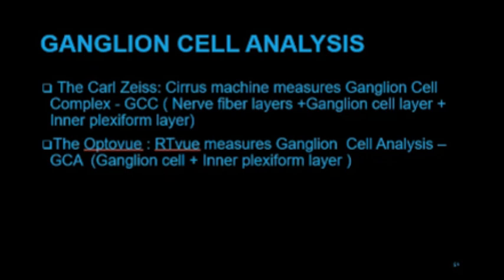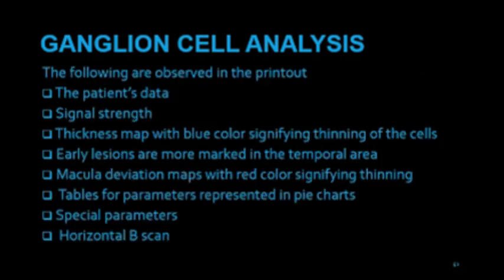And then in the ganglion cell analysis, the Cirrus machine measures the ganglion cell complex, which is made up of the nerve fiber layer plus the ganglion cell layer plus the inner plexiform layer. Then the OptoView is another kind of machine. The OptoView measures ganglion cell analysis, which is the ganglion cell plus just the inner plexiform layer, while the Zeiss will include the nerve fiber layer, ganglion cell layer, and inner plexiform layer. Are we together?